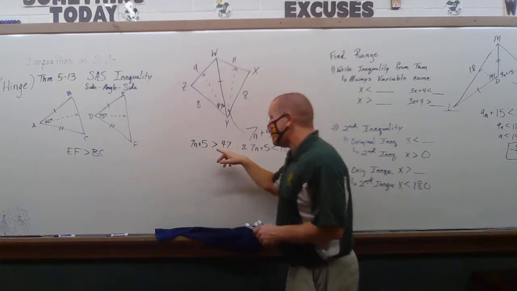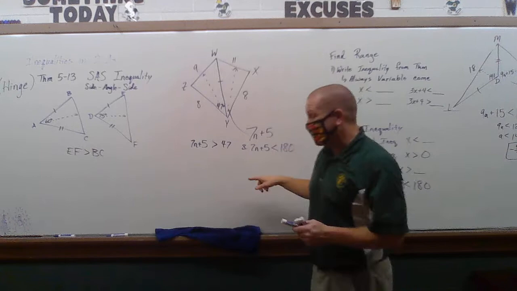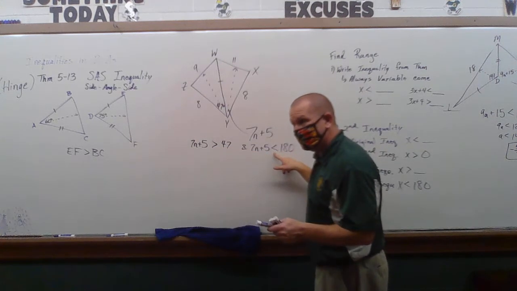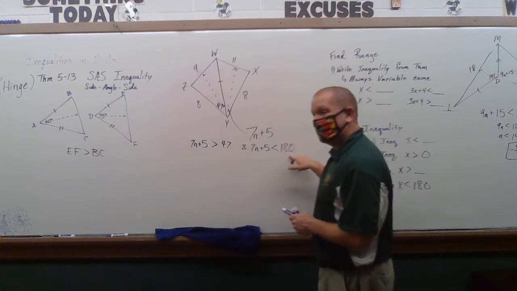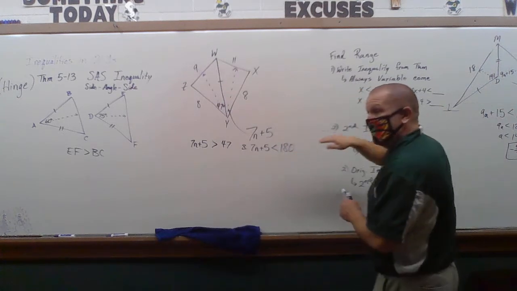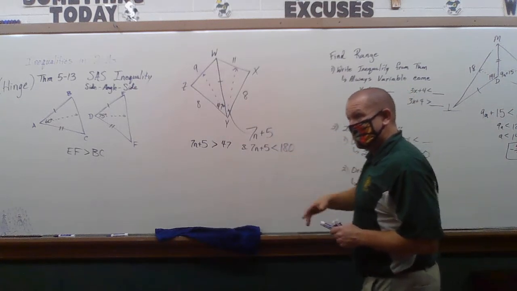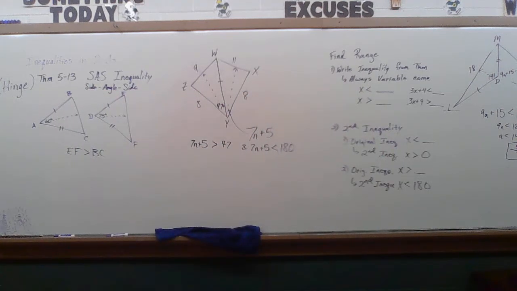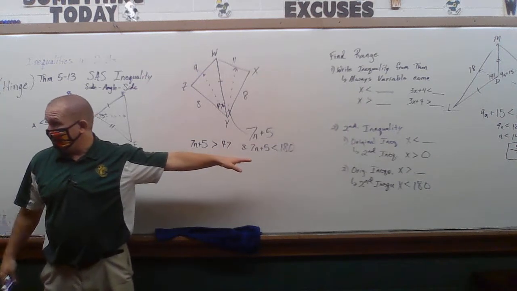Because it's greater than, the other one has to be opposite, like Ralph said. So if the first one's greater than, the second one has to be less than. And then it's always less than 180. It's always greater than 0, but it's always less than 180. Because again, I can't have an angle in my triangle that's bigger than 180. Can never happen. And so that's why I write those two.